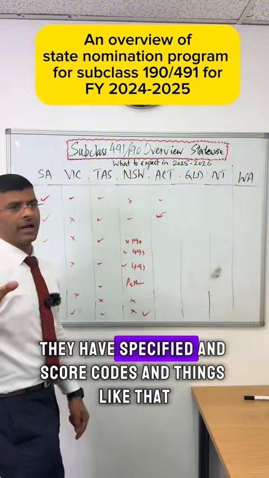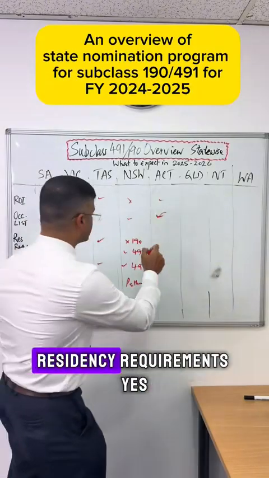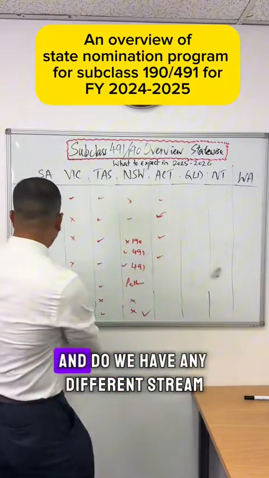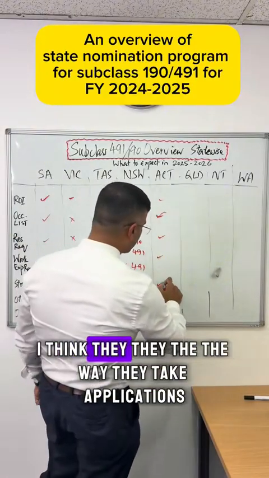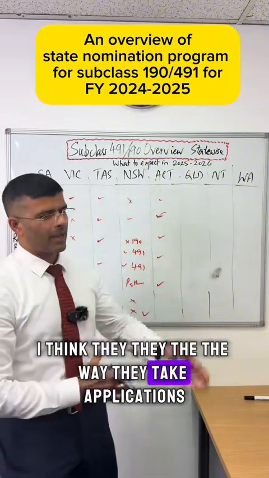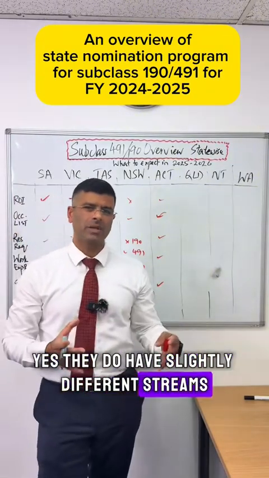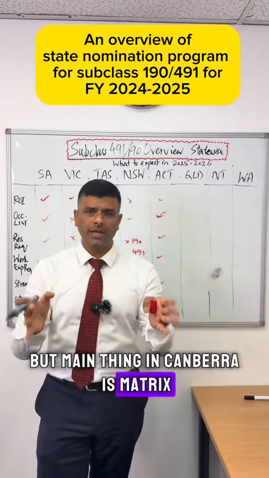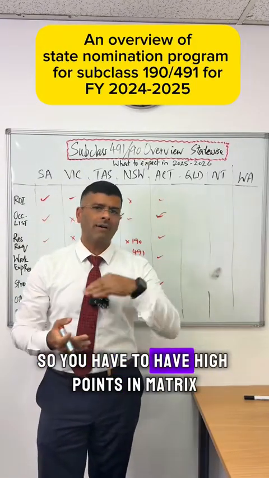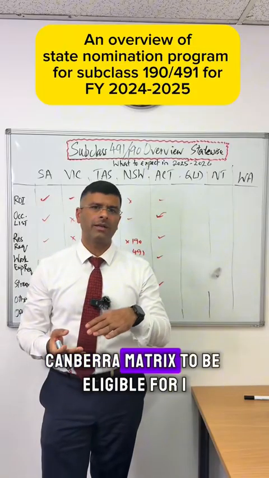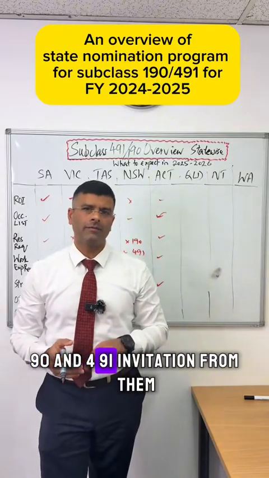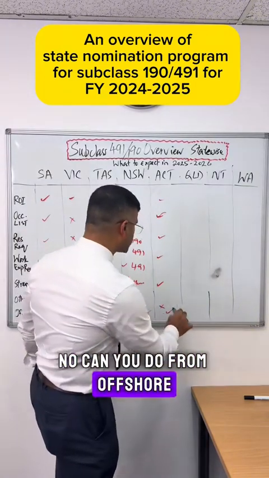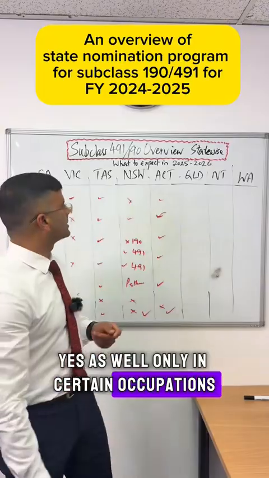Occupation list? Yes, they do have their own occupation list as well. They have specified ANZSCO codes and things like that. Residency requirements? Yes, they do. Work experience? Yes, they do have work experience. And do we have any different streams? I think the way they take applications, yes, they do have slightly different streams, but I wouldn't call them just streams. The main thing in Canberra is Matrix. So you have to have high points in Canberra Matrix to be eligible for 190 and 491 invitation from them. And can you do it from interstate? No. Can you do it from offshore? Yes, as well, only in certain occupations.